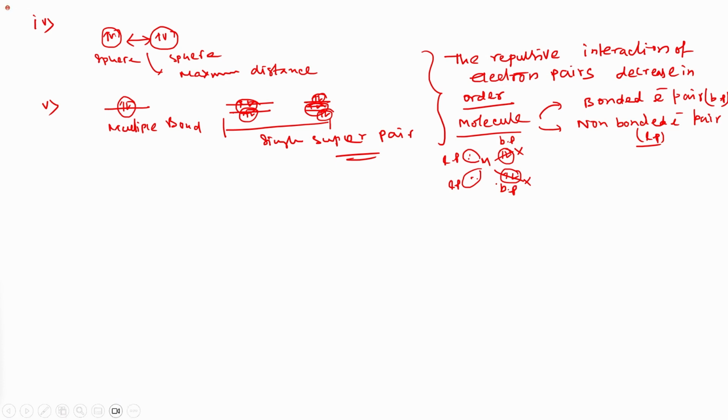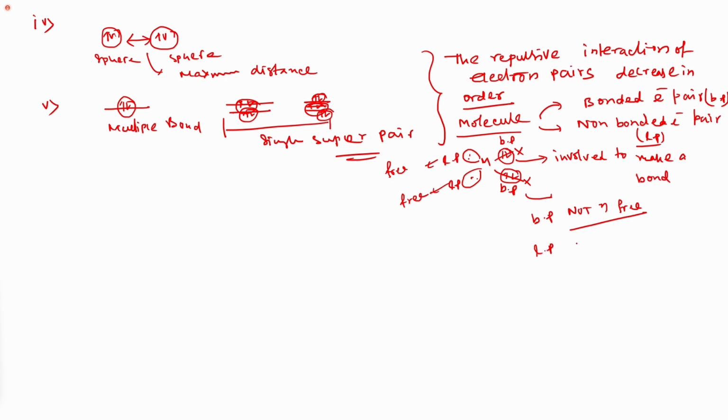See carefully, this lone pair is free. These lone pairs are free. Okay. But these bonded electron pairs are involved in making a bond. Similarly here also. So these bonded electron pairs are not free. Okay. So a bonded electron pair is not free, but a lone pair is free.